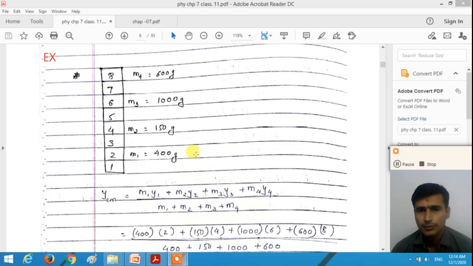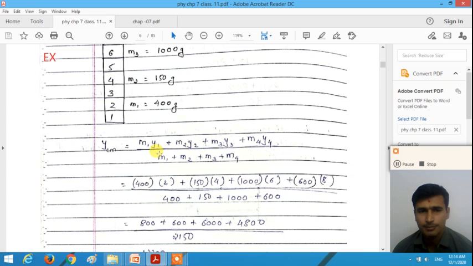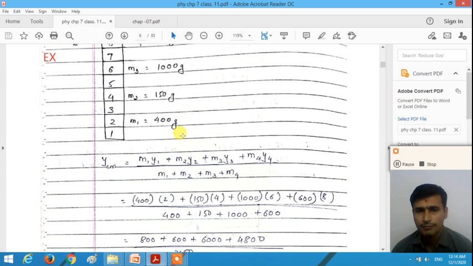So here we need to calculate the center of mass. To calculate the center of mass, we require two things: the masses of the objects that are given to you and the positions of the objects that are also given to you. So the location of the center of mass is taken as YCM equal to M1Y1 plus M2Y2 plus M3Y3 plus M4Y4 divided by M1 plus M2 plus M3 plus M4. So here in the vertical direction we take Y. You can also take X: M1X1, M2X2, M3X3 plus M4X4 divided by M1 plus M2 plus M3 plus M4.